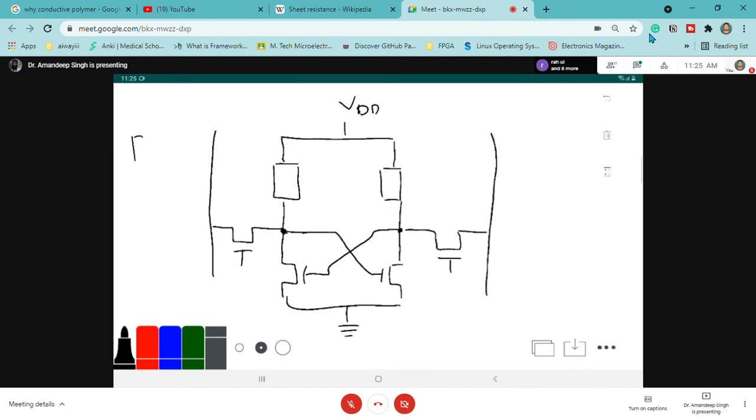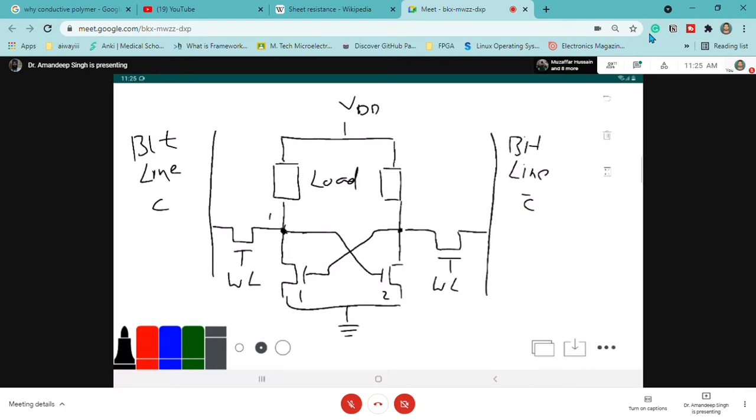This is called bit line C, and this is bit line C bar. Okay. This is word line, and these are the transistors, let them be 1 and 2, and this is basically the load. Okay, and these are the nodes.